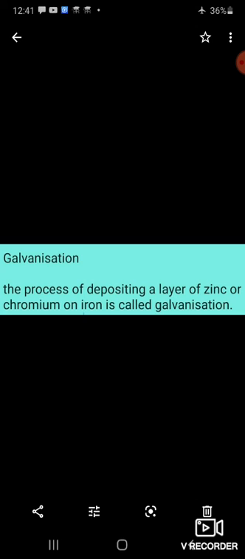Rusting of iron is a chemical reaction. Iron is one kind of substance and rust is another kind of substance. Let us see rusting of iron through a video clip.